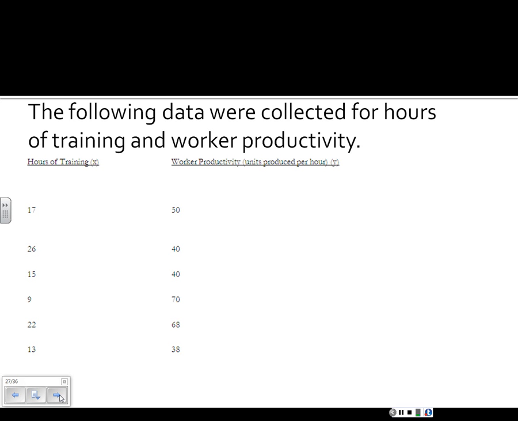If you add these up, you get 102. And so x bar, I'm going to put this over here, is equal to the sum of the x's divided by n, which is 102 divided by 6, and that's 17.